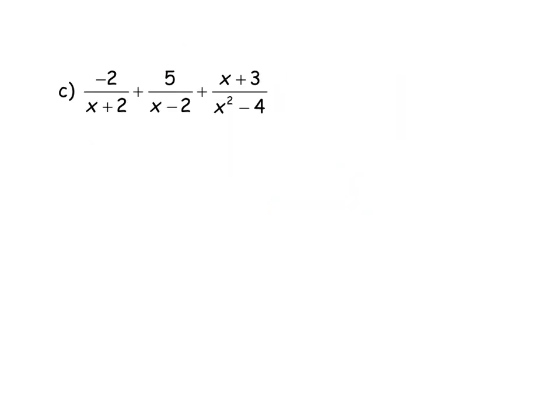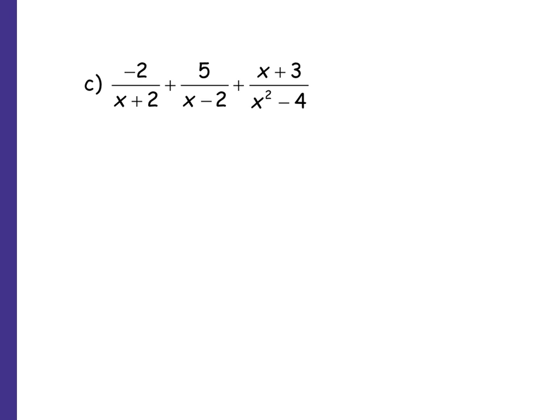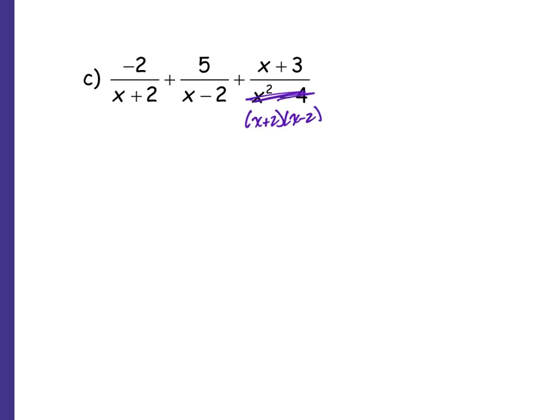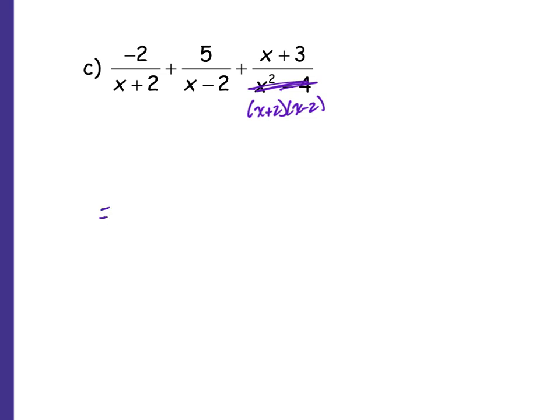So remember, in order to add and subtract fractions, we have to have a common denominator. So I'm going to factor out this denominator, x plus 2, x minus 2. So here are my denominators, and I want to write my common denominator. It's going to be x plus 2 and x minus 2. That takes care of this denominator and this denominator. So it's my common denominator.